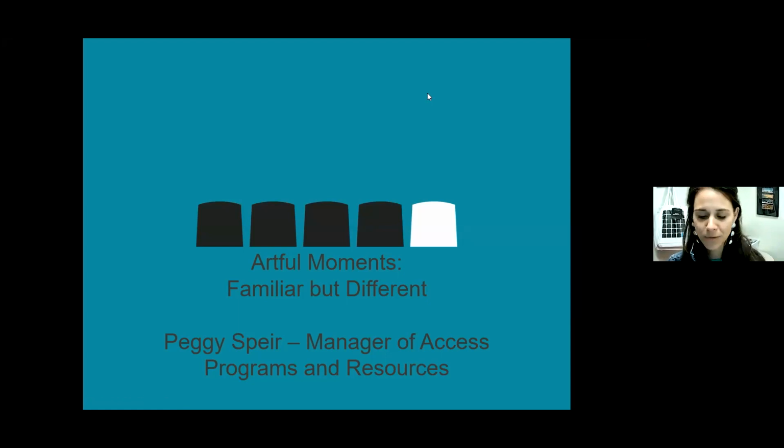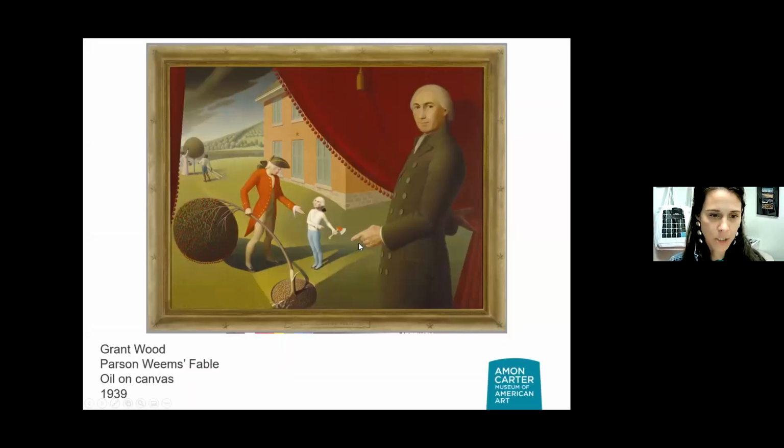Another art history phrase. We've looked at this painting before, but it's one of my favorites and there's always fun things to say about this artwork. So I thought we'd start here. We know that the topic is appropriation. What do we see that's being appropriated?